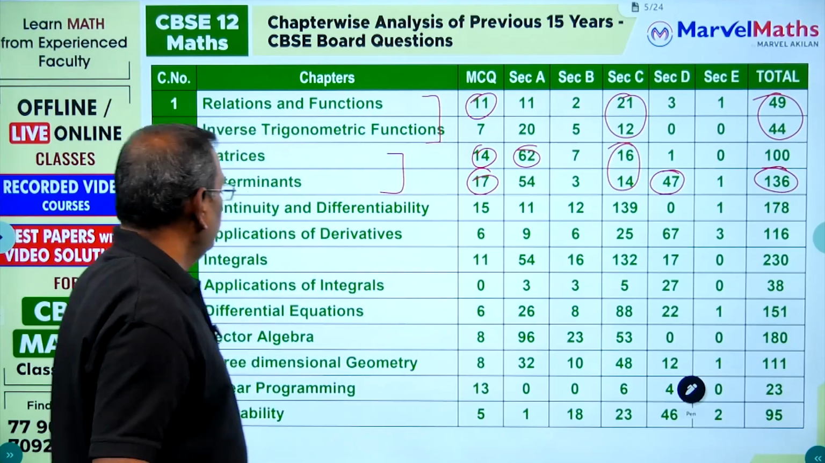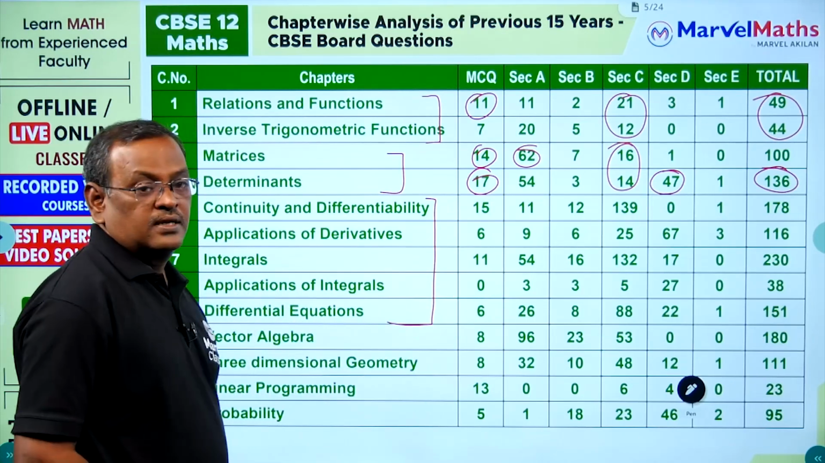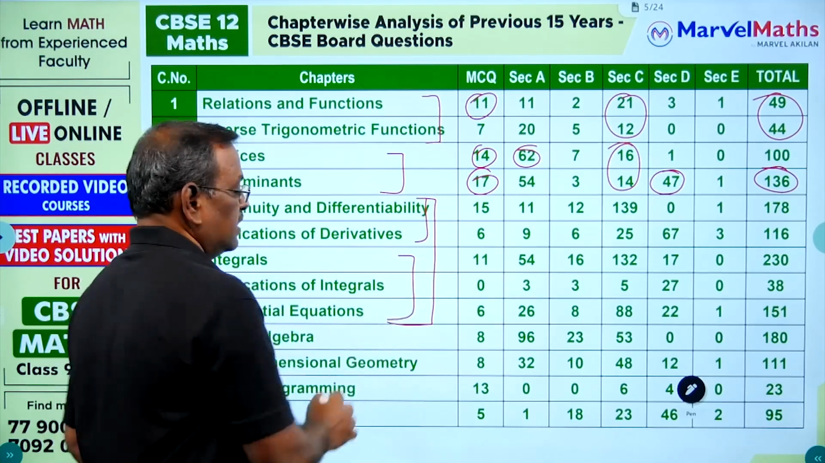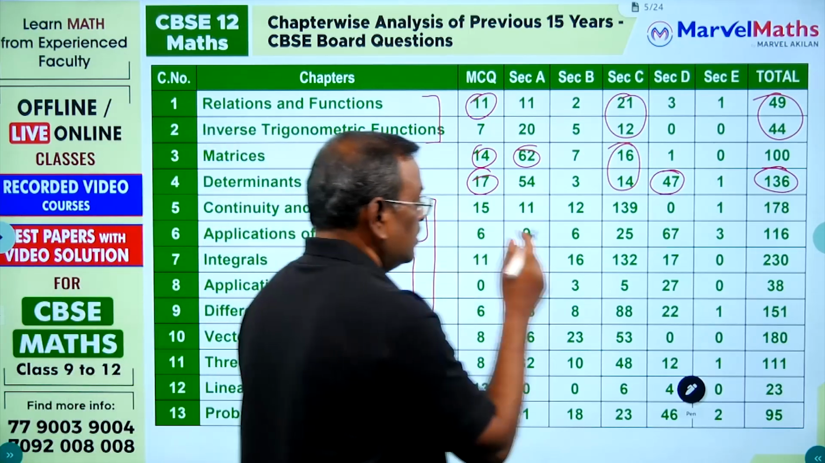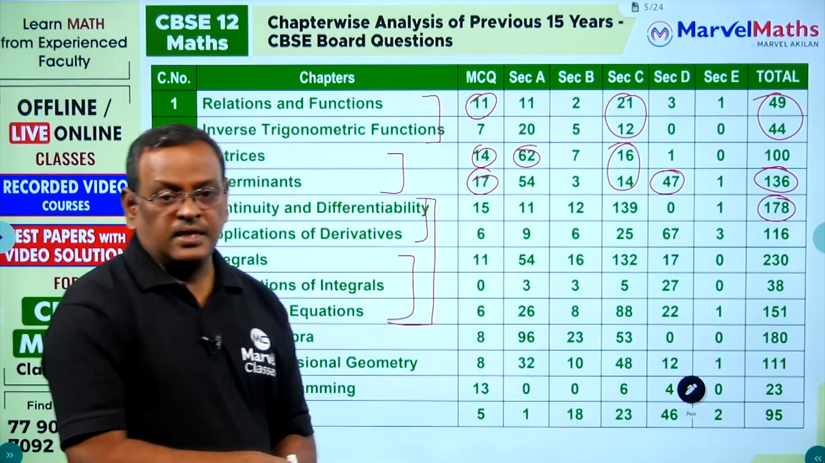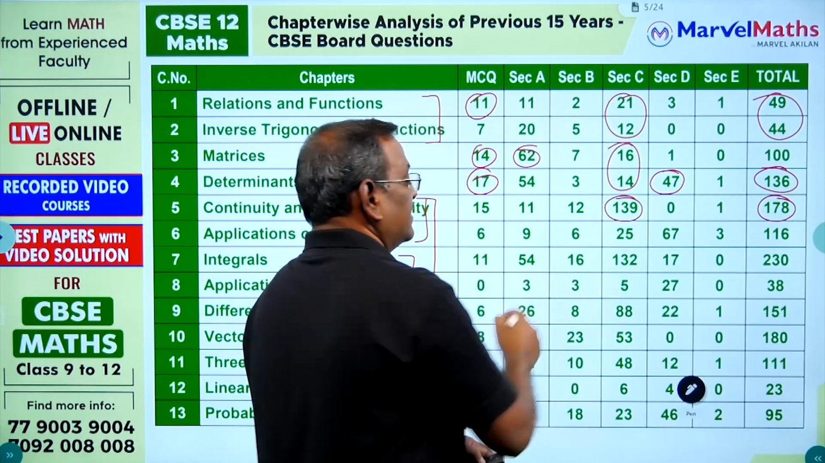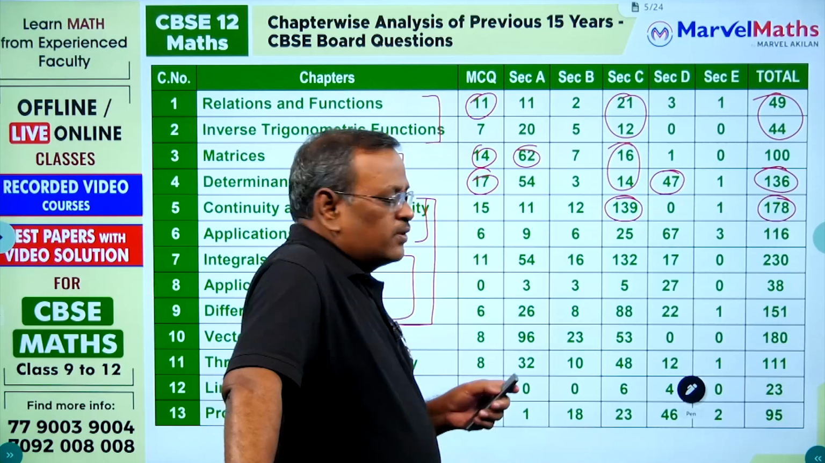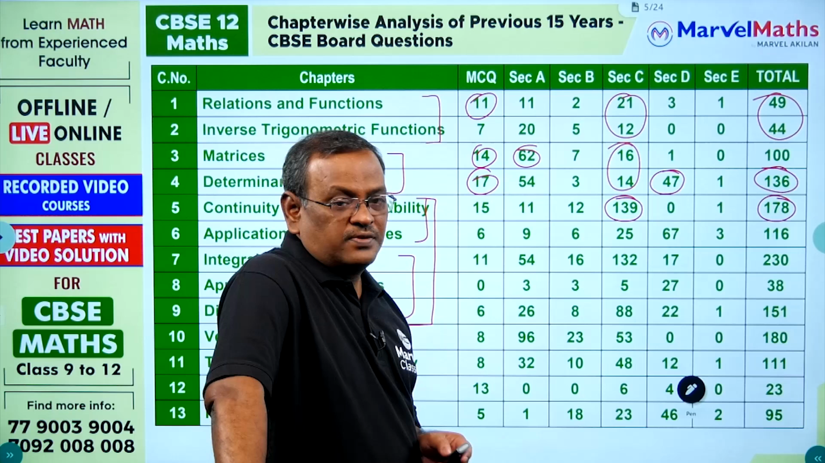And very important, 5 chapters under calculus. These 2 are differential calculus and these 3 are under integral calculus. So in differential calculus, other than section D, continuity and differentiability is most important. Look at section C: 139 questions from section C, and you can expect either 1 or 2. So you have more chance to get 2 questions from section C.